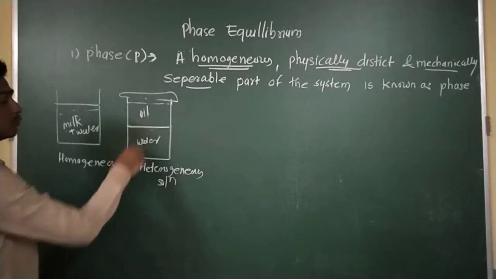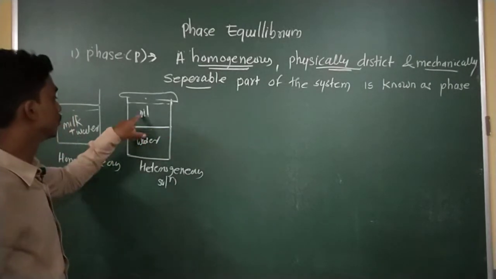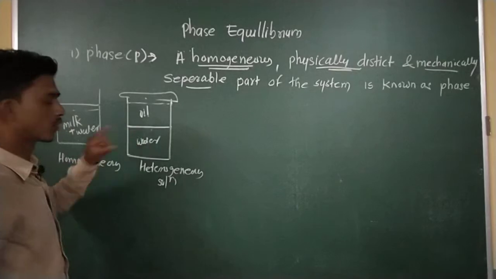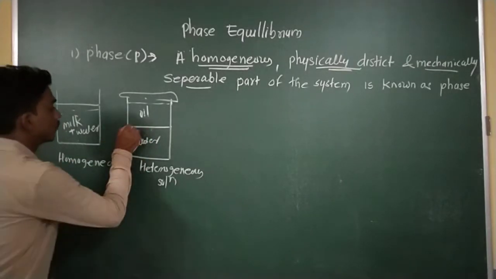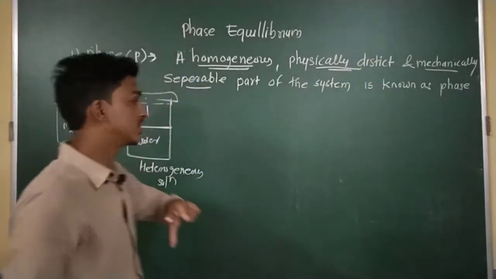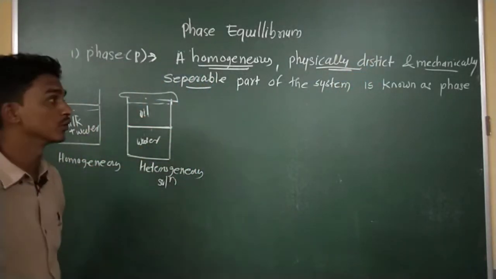So we can say it is physically distinct. That means we can see a boundary surface between these two solutions, oil and water. There is one boundary. So we can say this is physically distinct, that is, physically we can say this is the oil and this is the water.